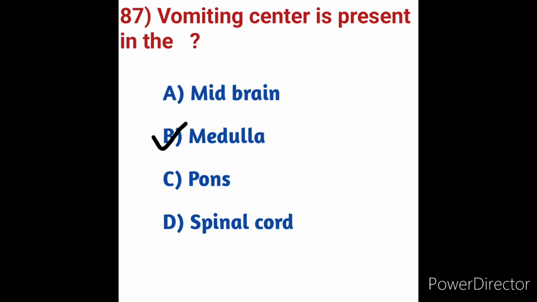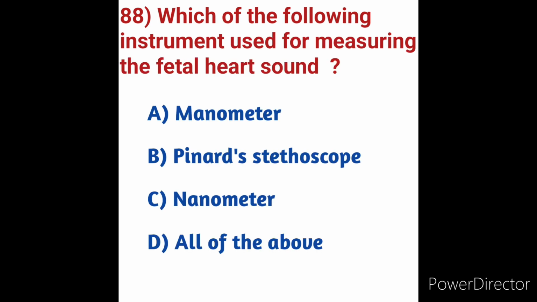Next we will move on to question number 88. Which of the following instruments is used for measuring the fetal heart sound? We will see here the options. Option A, manometer. Option B, Pinard stethoscope. Option C, nanometer. Option D, all of the above.